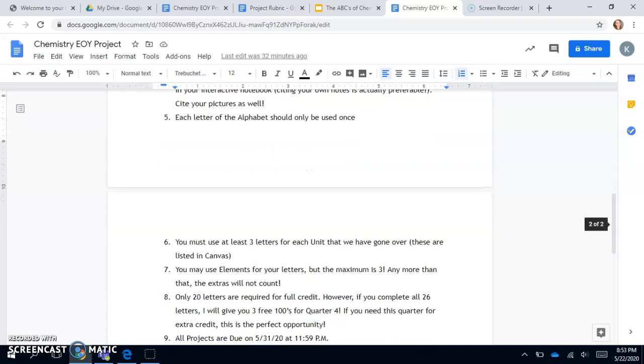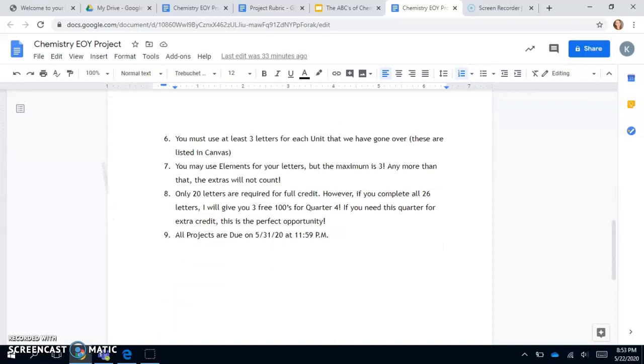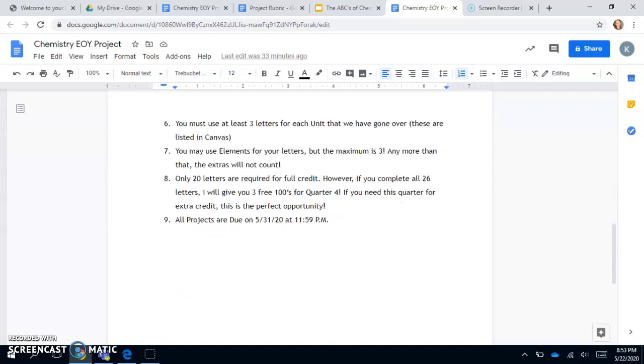Each letter of the alphabet should only be used once. So you need 20 letters to get a 100 on this project. Don't do 20 A's, okay? Only one should be A. You must use at least 3 letters from each unit that we've gone over. So 3 letters should be from unit 1, 3 letters should be from unit 2, so on and so forth.